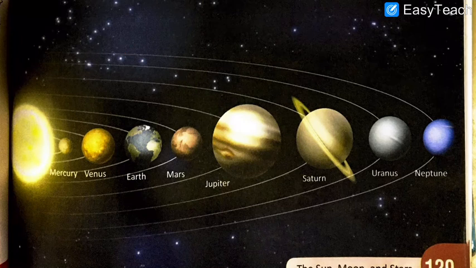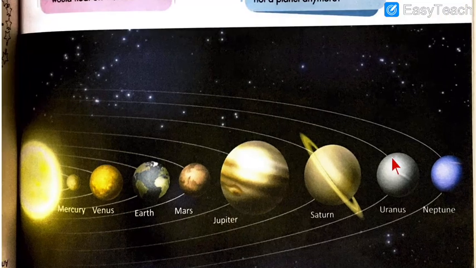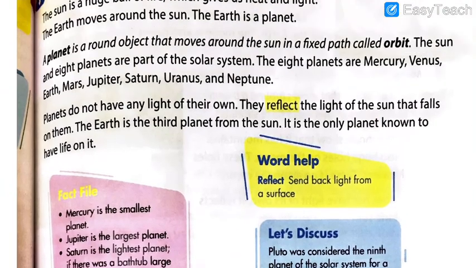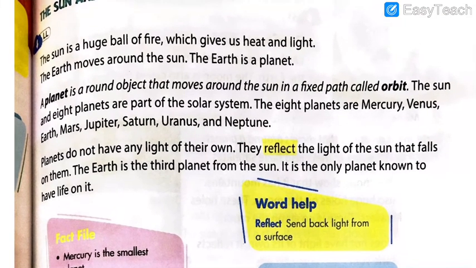For example, this is Neptune. So it will move in this orbit only. It will not come on the orbit of Uranus. So a fixed path on which they move continuously around the sun, that path is called their orbit. So these are the planets which move around the sun on their orbit.